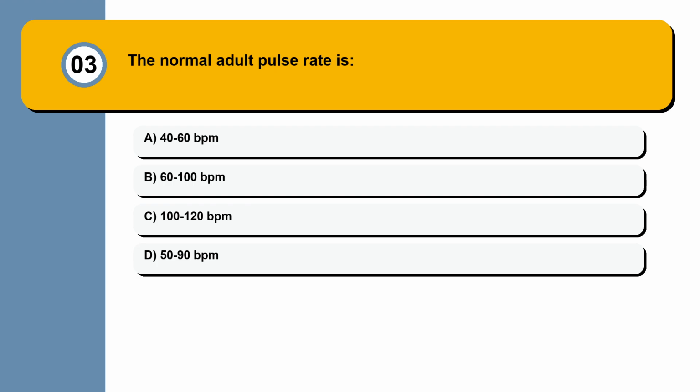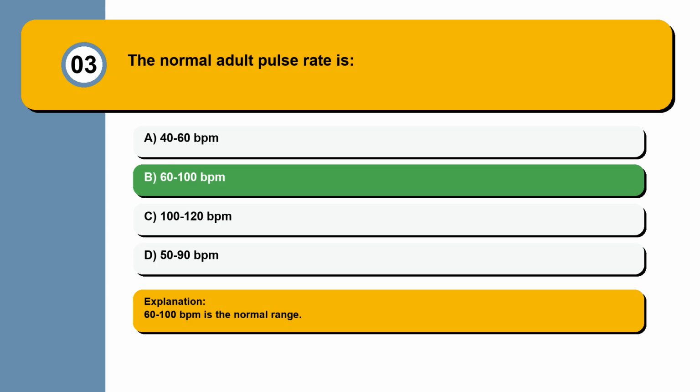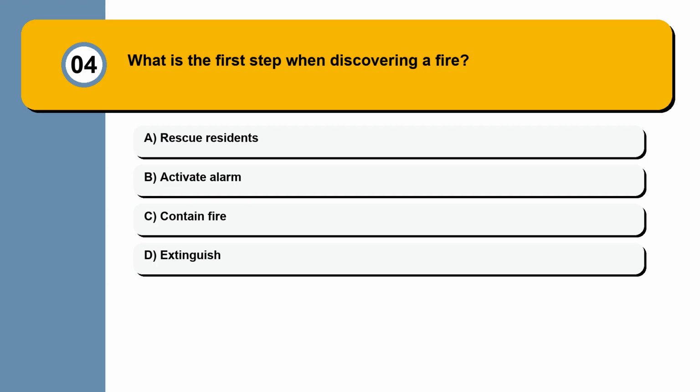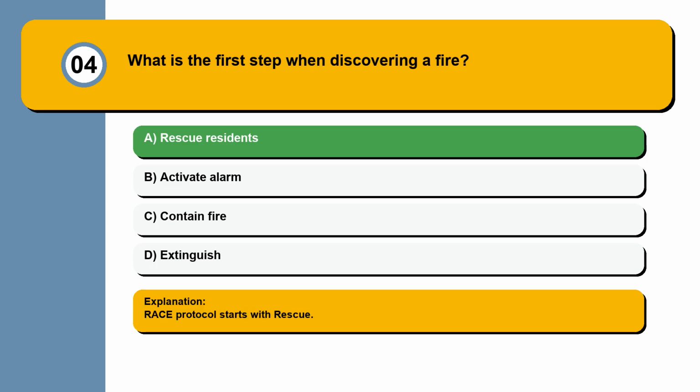Question 3. The normal adult pulse rate is: 40 to 60 bpm, 60 to 100 bpm, 100 to 120 bpm, 50 to 90 bpm. 60 to 100 bpm is the normal range. Question 4. What is the first step when discovering a fire? Rescue residents. Activate alarm. Contain fire. Extinguish. RACE protocol starts with rescue.